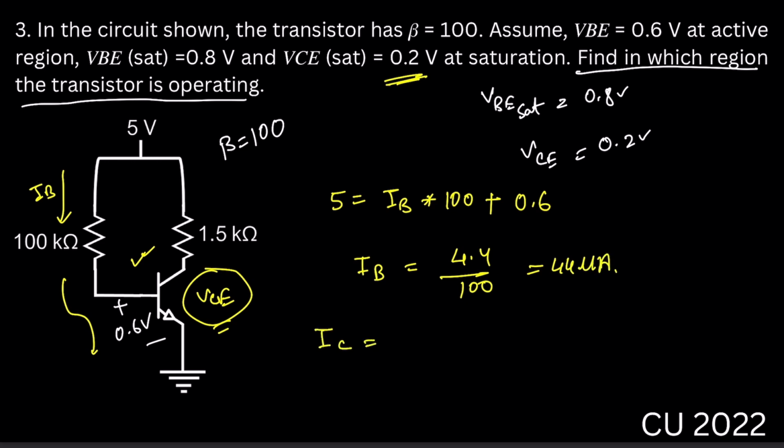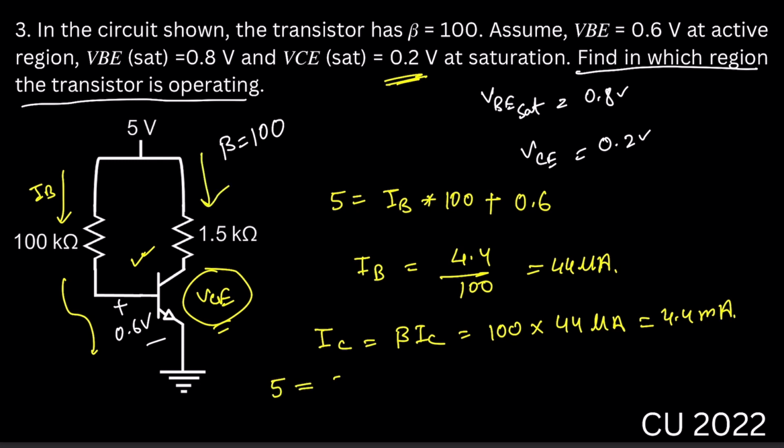IC will be beta into IB. Beta is 100, so IC is 100 into 44 microampere, which will be 4.4 milliampere. Then in this loop, if we use the KVL, we can write 5 equal to IC multiplied by RC plus VCE. We know the value of IC and the value of RC. If we put in those values, IC is 4.4 milliampere multiplied by RC, which is 1.5 K, plus VCE.